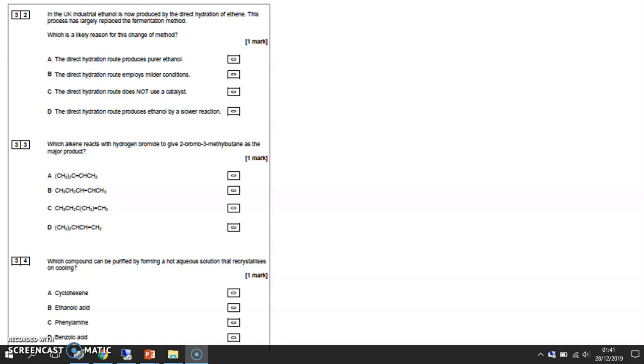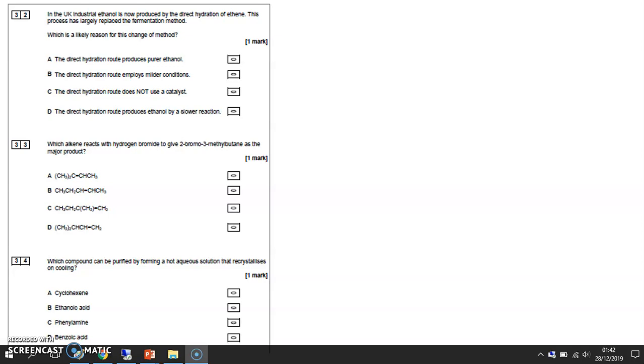The direct hydration route produces pure ethanol. It does, so it'll produce one product, whereas through fermentation you might get a mixture of products, especially if it oxidizes some of the alcohol into an aldehyde or a carboxylic acid. So A is correct, but let's just check through B, C and D.